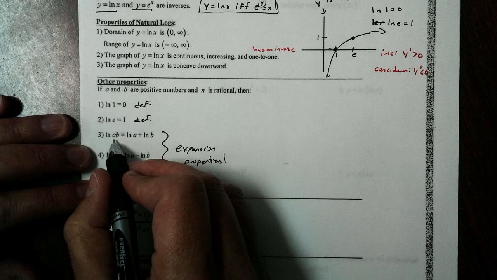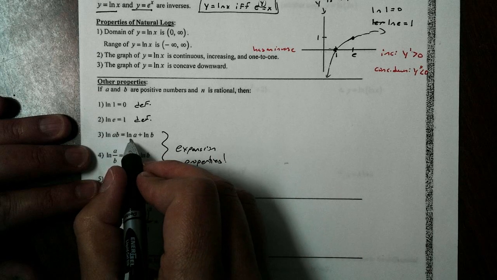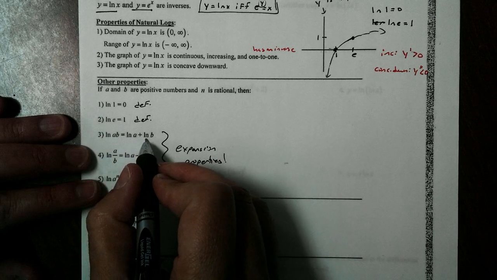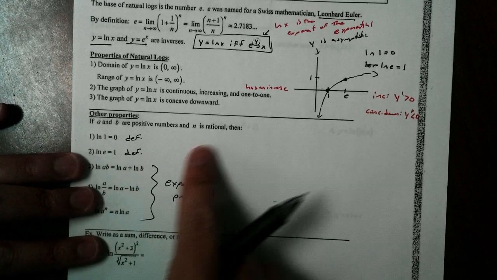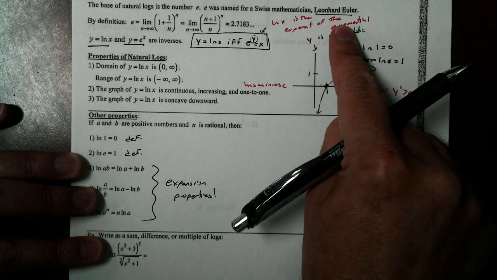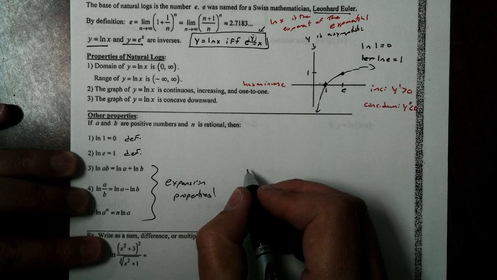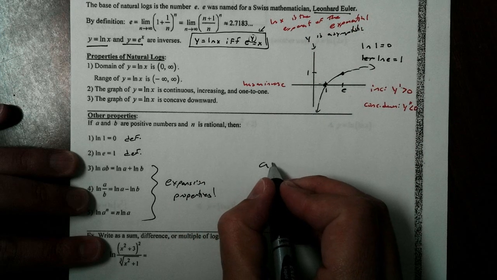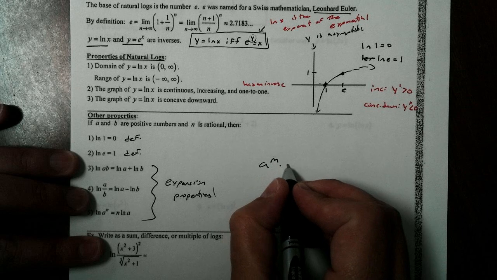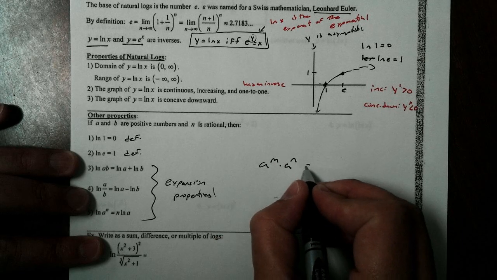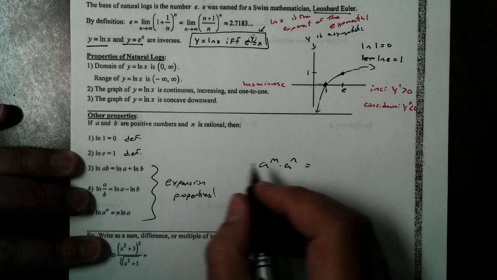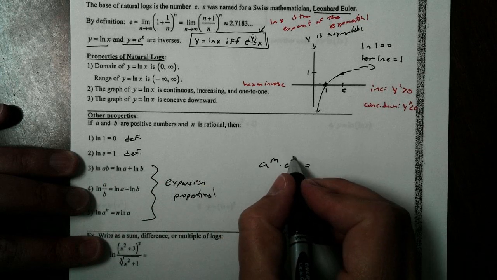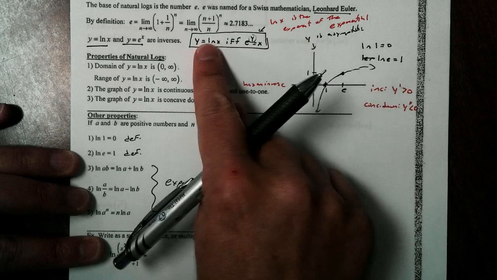For example, if we take the natural log of a times b, I can write that as the natural log of a plus the natural log of b. And where this comes from, remember, natural logs are the exponents of the exponential. If I have two exponentials multiplied together that have the same base, what does that say we can do? We can add the exponents. Remember, the exponents are our logs, right? That's what we said here.